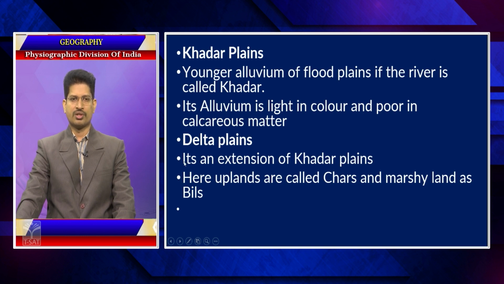Next is the delta plains. It is an extension of the Khadar plains. Here uplands are called Bhangar and marshy lands are called Bil.